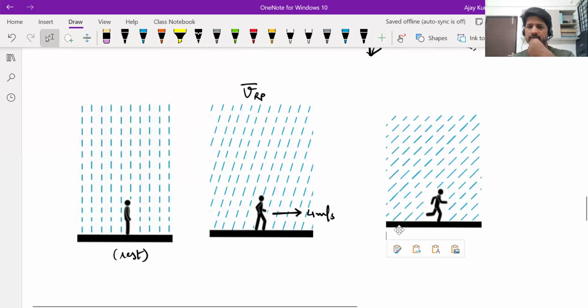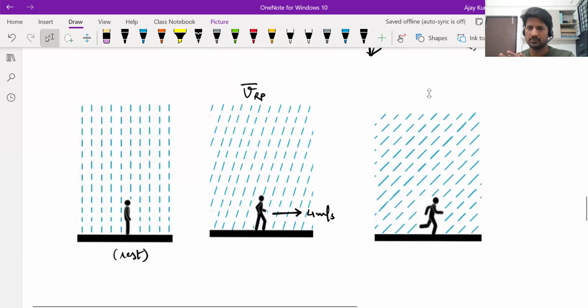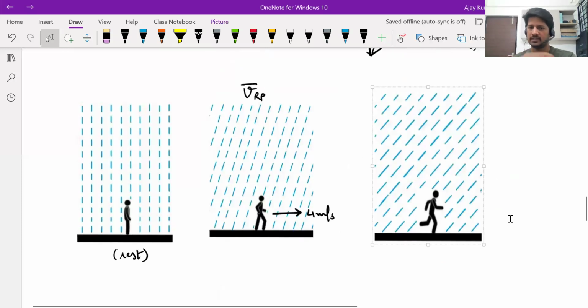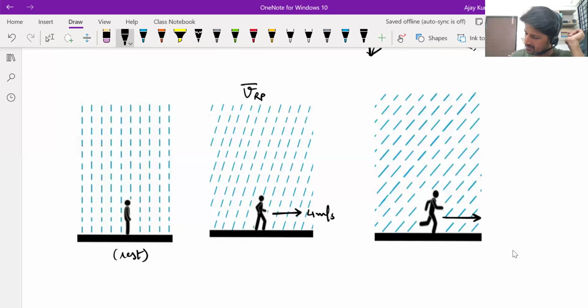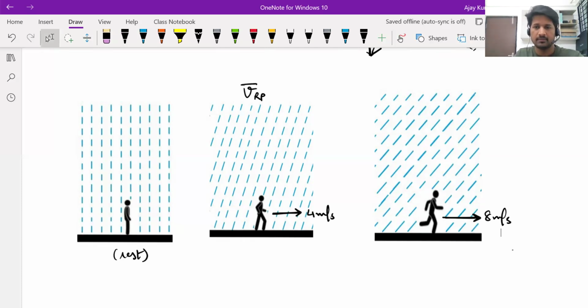So the situation would be somewhat like this. These are all relative cases only, not with respect to the ground. With respect to the person, this is how it appears. So let's say the person is now moving with a greater speed, 8 meters per second. The actual velocity of raindrops is vertically downward.